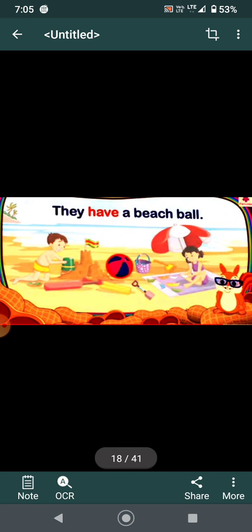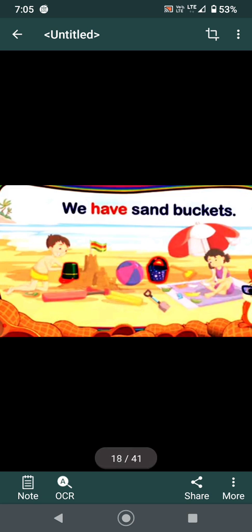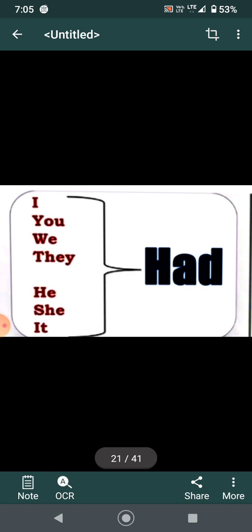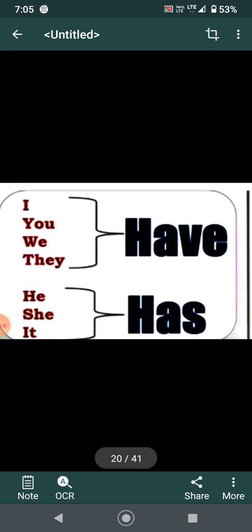Have is used with pronouns they, you, we and I. They have a beach ball. We have sand buckets. Now have is used with I, you, we and they. Has is used with he, she and it. Now children, remember this. For singular in present we use he, she, it. Has with he, she, it. And have with I, you, we and they.